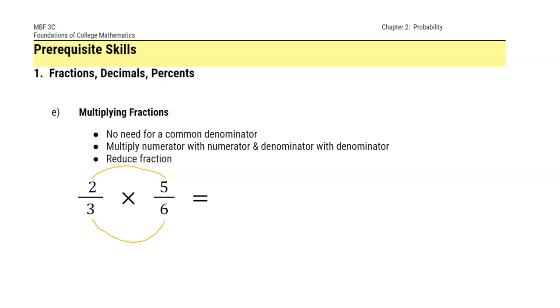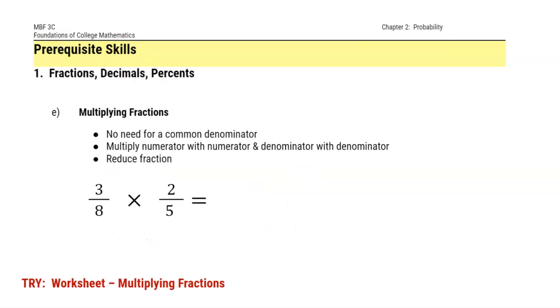So I know that 2 times 5 is 10. And I know that 3 times 6 is 18. Now, both top and bottom are even numbers, so I'm going to try to divide them by 2 and see where I get. So that will give me 5 out of 9, and I can reduce no longer, so I am done.